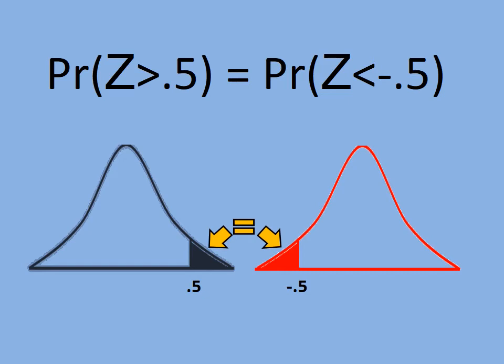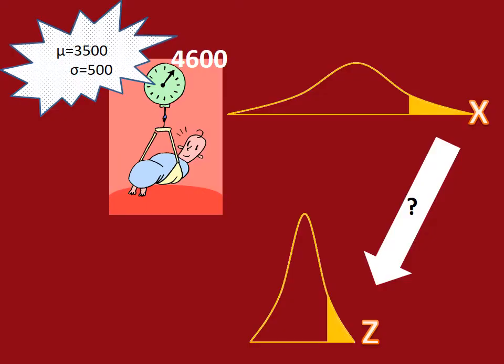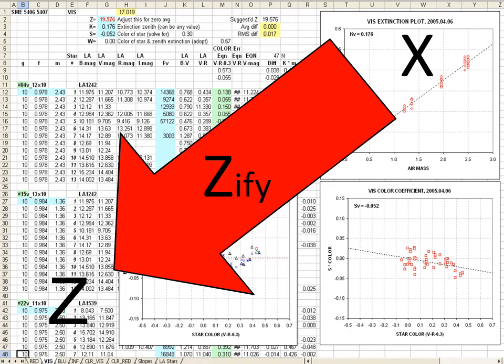Now back to weighing babies. How can we get from a probability question about normal x to an equivalent question about standard normal z, which can be looked up in the z-table? We need a conversion formula, a way to change x to z, also called zifying. We will now show you how to zify or convert x to z.